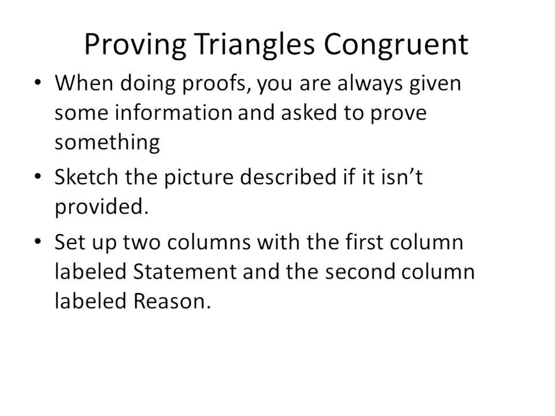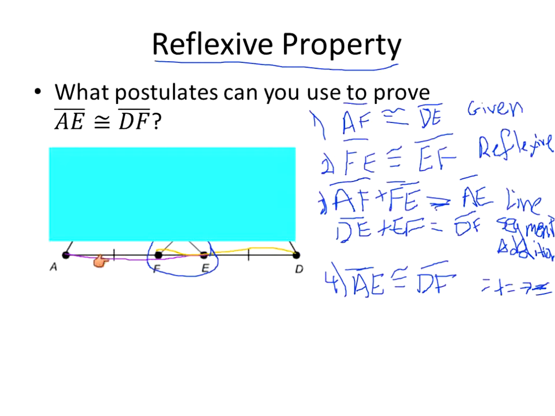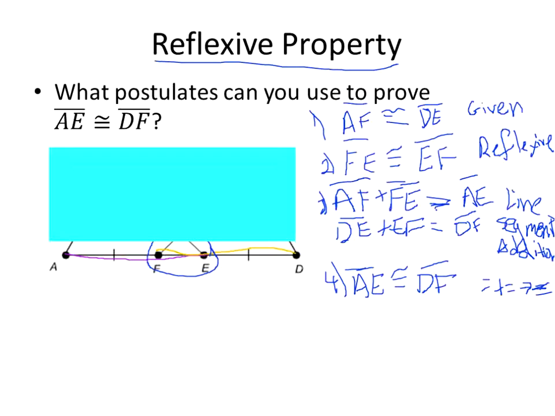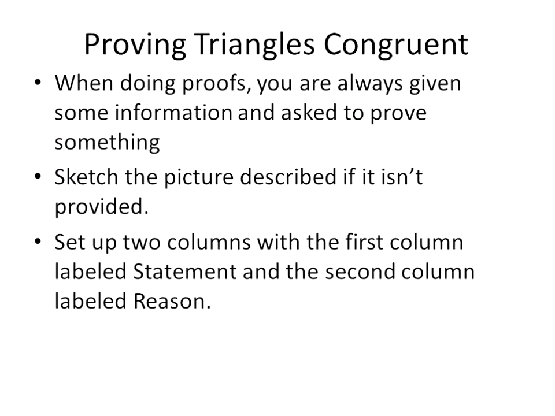So, when we're doing proofs, you're always given some information and asked to prove something. So you're given information, and if you go back here, we were given that AF and DE were congruent. Then we were asked to prove something. And if we go back again, we would have been asked to prove that AE and DF were congruent. It's not the exact question they asked, but if we were asked to prove something, that would be what they were asking us to prove.